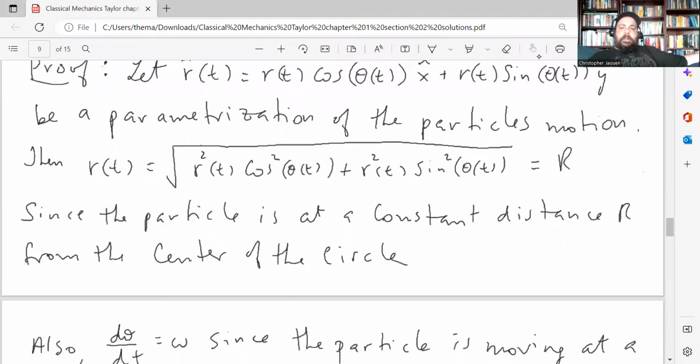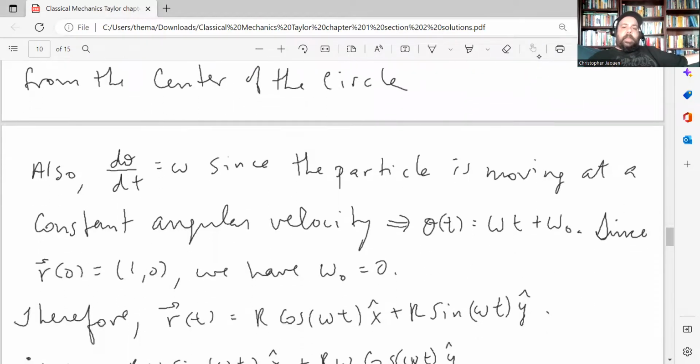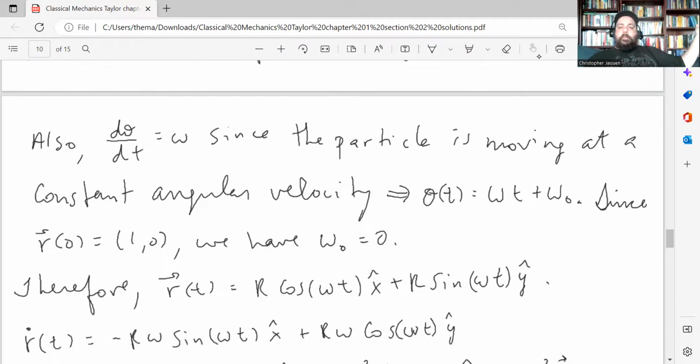And since the particle is at constant, that's what I just said. Also, d theta dt is omega, since the particle is moving at constant angular velocity. They gave that to us in the problem, which means that theta of t is a linear function of t. So it looks like omega t plus omega naught, where omega naught is the starting angle, and omega is the slope. Just anti-differentiate, and you'll see that that's what you get.